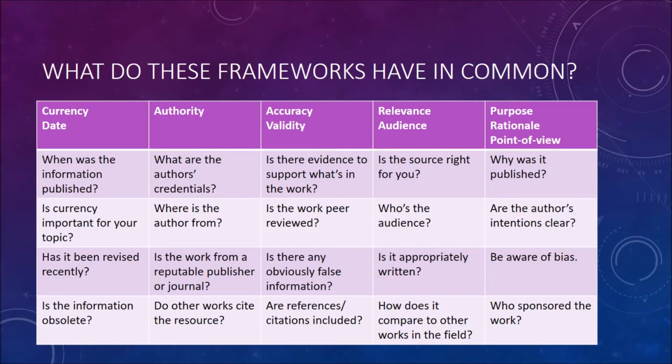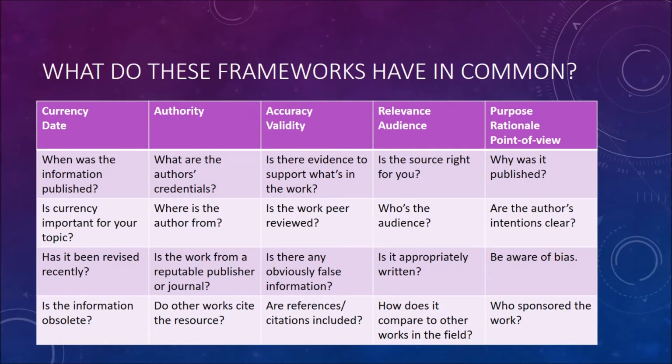Authority, you want to know where the authors are from, what are their credentials, who's the publisher, and whether or not other journals or other journal articles or other resources cite the resource you're looking at. For accuracy, which is referred to as validity in the CAVA framework, you want to just look to see if there's evidence to support what's in the work. Is it peer-reviewed? Is there any obviously false information? Are there references, citations, things like that?